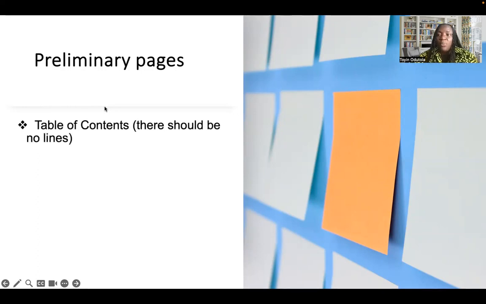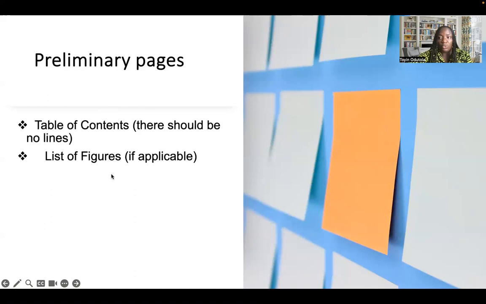Then, as part of your preliminary pages, you must have your table of content, which helps the reader to navigate within your work. So it contains the title of the different segments in your work and then the page number. And in your table of content, don't put all dots from the title to the page number. Don't do that. Instead, you should leave it plain. So I'll actually be showing you an example of my own project towards the end of this video.